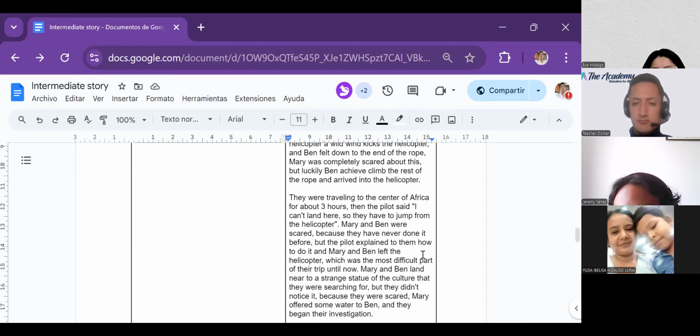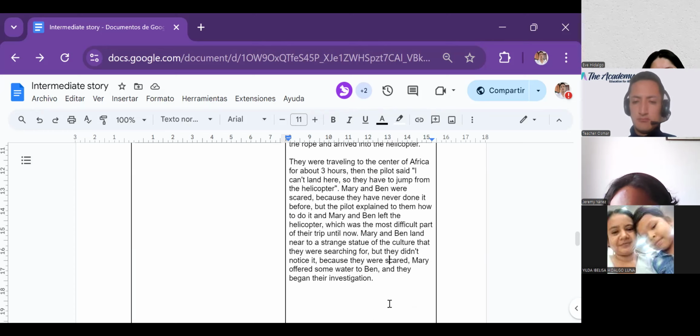Mary and Ben landed near to a strange statue of the culture that they were searching for, but they didn't notice it because they were scared. Mary offered some water to Ben, and they began their investigation.